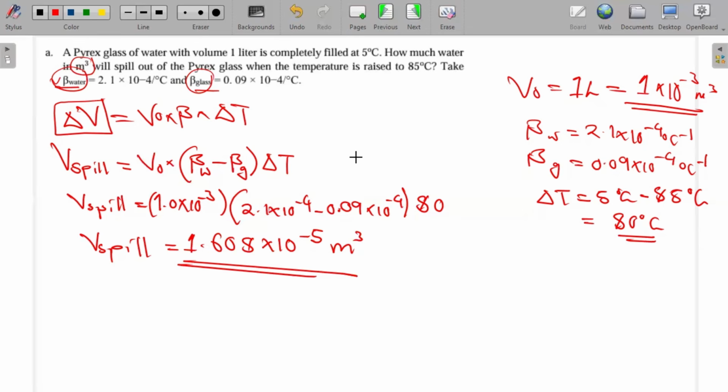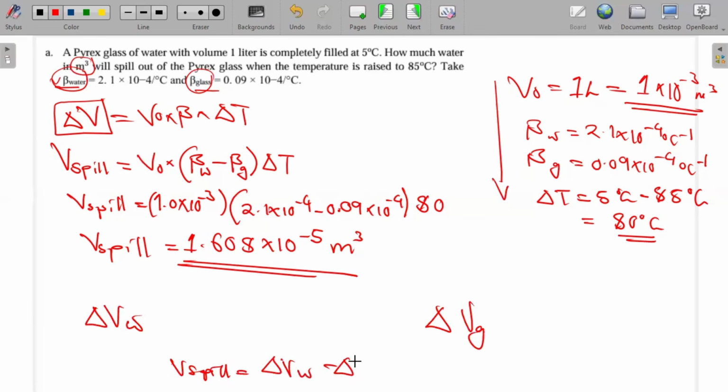But if you don't want to go this route, you can just find the change in volume of the water on its own, because we have these parameters, and also find the change in volume of the glass on its own. Then what are you going to say at the end? You're going to say volume of spill will be equal to the change in volume of your water minus your change in volume of the Pyrex glass. And this should still give you the same answer, 1.608 times 10 to the power minus 5 cubic meters. So that is section B, question A.